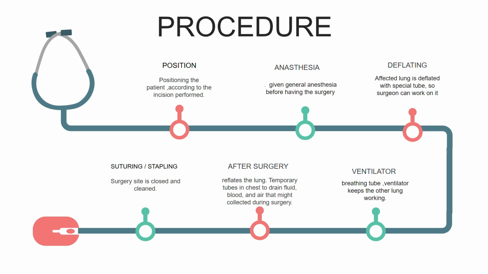Now, what is the procedure of the surgery? So, first is positioning the patient. We will start by positioning the patient according to the incision to be performed. Then general anesthesia is given prior to the surgery. Now the lung is deflated through special tubes so that the surgery can be done. The breathing tube or the ventilator keeps the lungs working. Now when the surgery is done, the lung is re-inflated again. Chest tubes for draining the fluid, air, and blood are placed. Now the final thing is closing the surgery site and cleaning it.